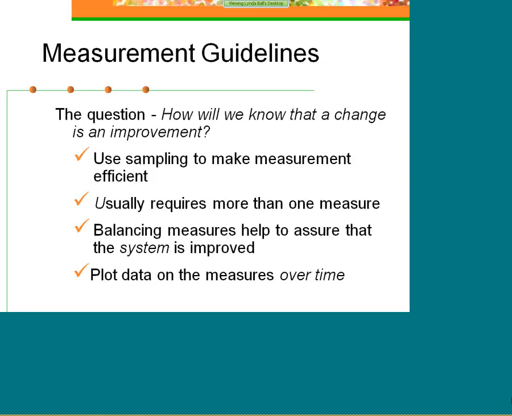So the question is, how will we know that a change is an improvement? Well, you're going to use sampling, and so you're going to get that measurement. And it usually requires more than one measure. And then you need to balance those measures to help assure that the system is improved. Remember, we said it was usually a system problem and not an individual patient problem. And then we plot that data and measure it over time.